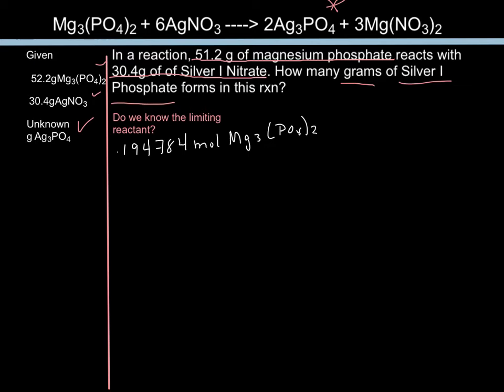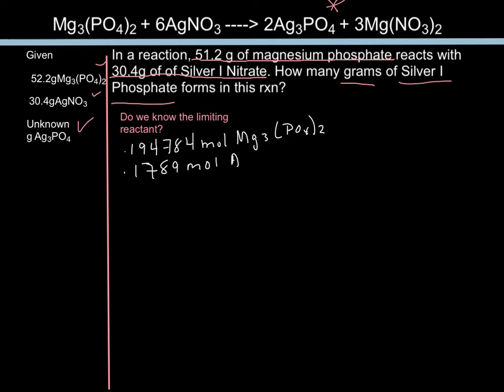Okay, and we also figured out that we have 0.1789 moles of silver nitrate. Okay, we did this on the last calculation. So the good thing is that everything, we already have it in moles.